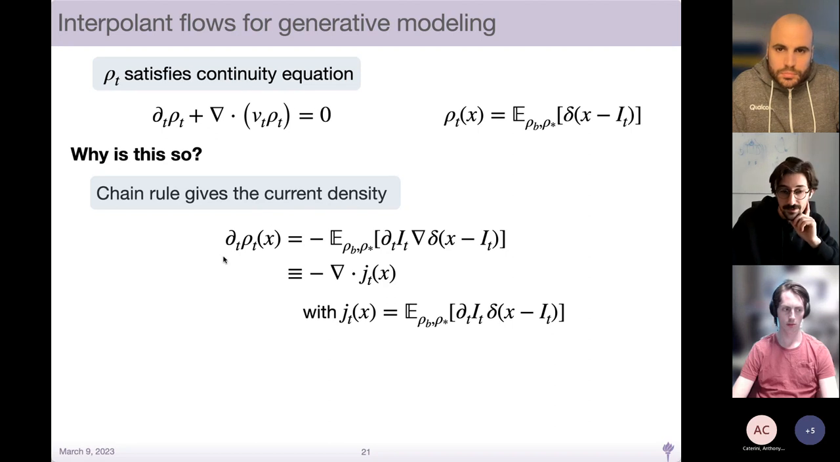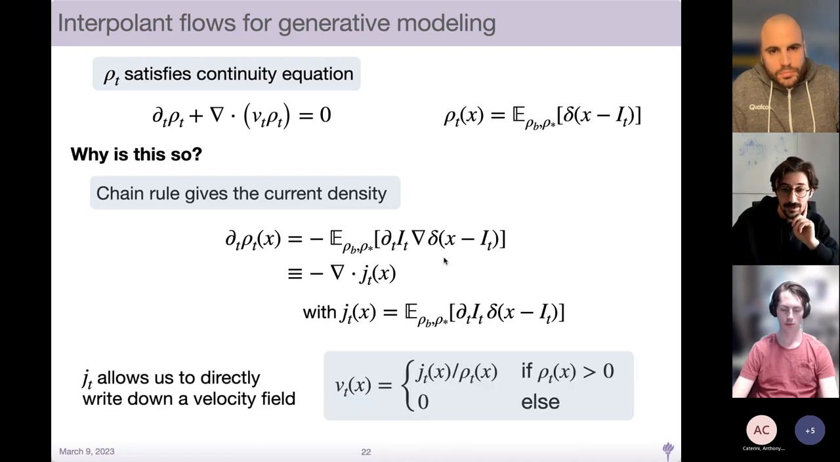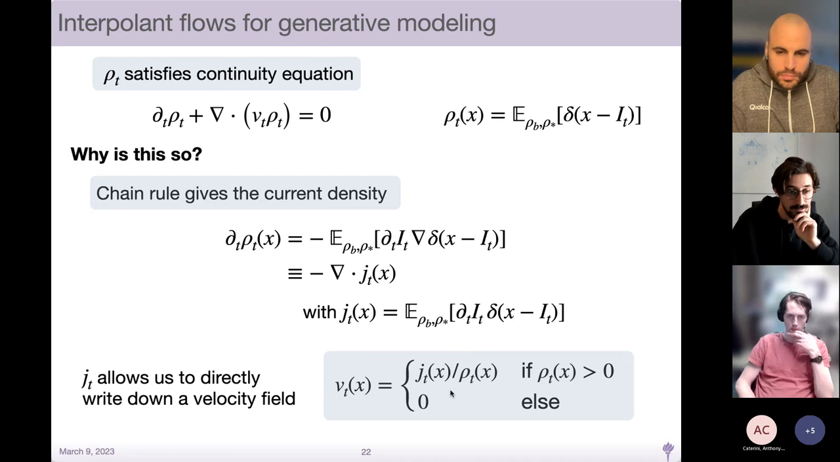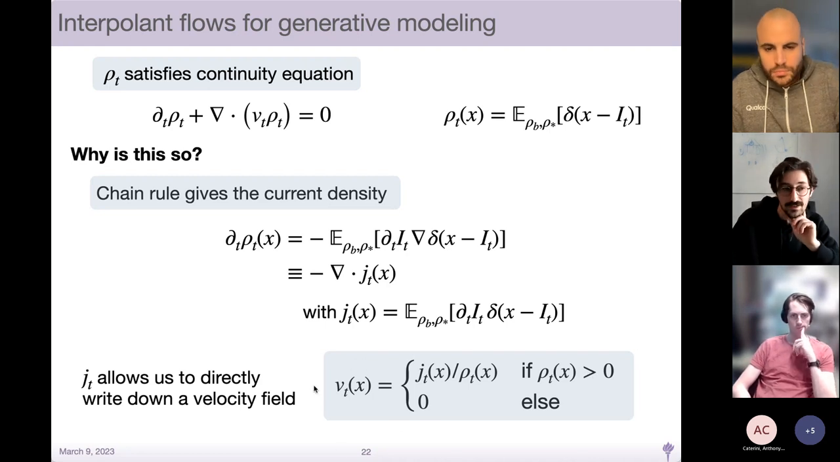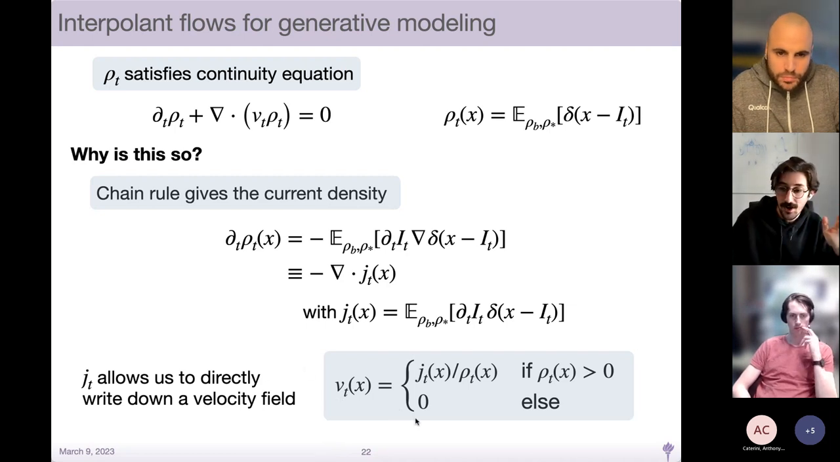If I just take a time derivative of this, I can see that I can write dt rho_t in terms of a current, which is just based on the time derivative of the interpolant itself. With the trivial redefinition of saying the velocity is just this current divided by the interpolant density, for any case in which the interpolant density is positive, I have an expression for what the ideal velocity field is. So the continuity equation is obeyed, and all I need to do now is figure out this velocity field, which should intrinsically be related to this current.